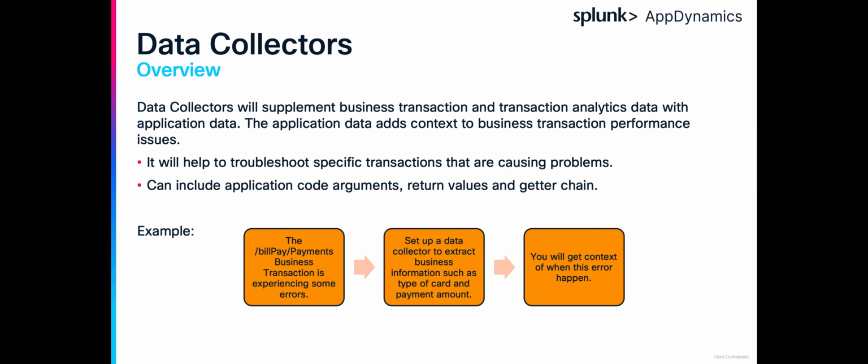For example, let's just look at this down here. Now, if you have bill pay payments as a business transaction, you might be getting some errors and you might not understand exactly why, but it might be related to the type of card or the amount of payment that is being made. So, how would you ever know this?